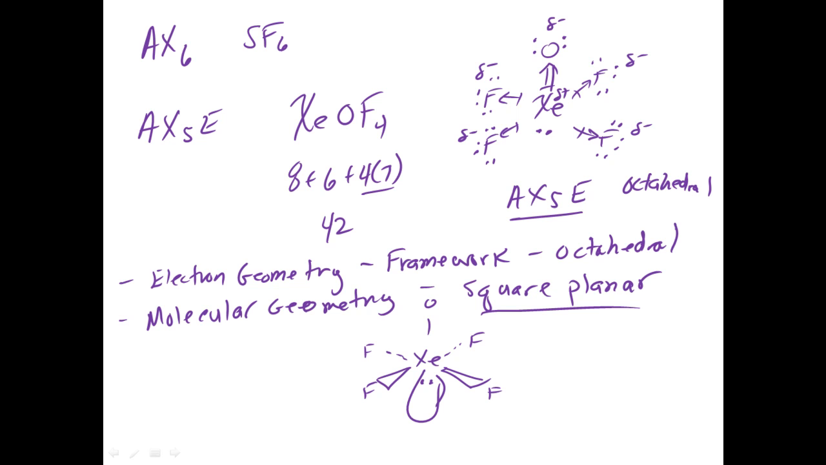It's octahedral. The molecular geometry is based on the bonding pairs only, and so based on the bonding pairs only, we get a square pyramid here. Here's the base, there's the top of the pyramid here, square pyramidal. Or, yeah, I messed up here. This is square pyramidal. All right.